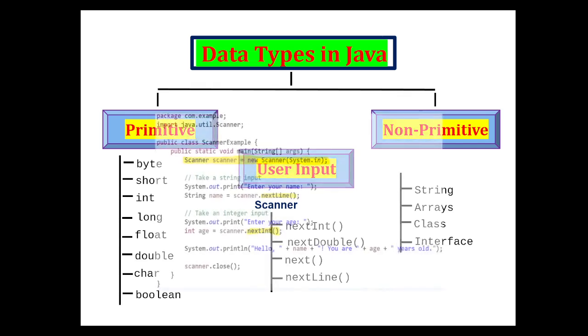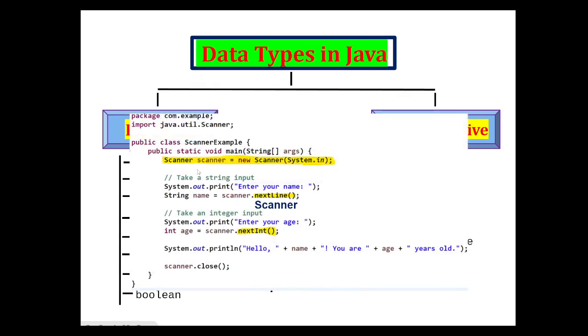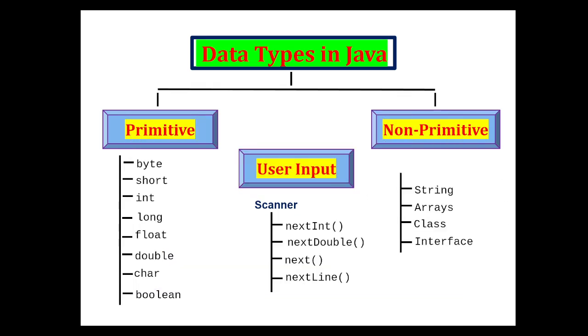So let us see how we can make use of this Scanner. You can see the highlighted first statement, which is how we can create a Scanner object, and it will take System.in as the user input. Now whenever we enter the first string, that will be considered as a name, which is of type String. Next, when we enter some integer, that will be considered as int age, and finally we have printed our output as name and age. So this is how we can make use of the Scanner object in Java.